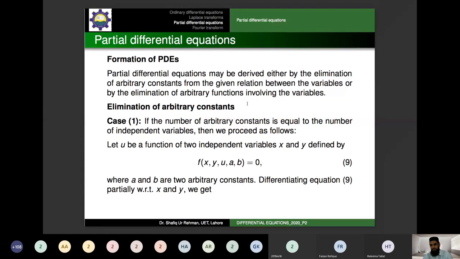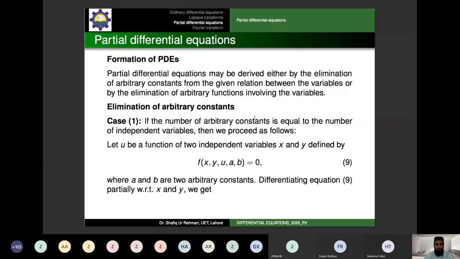Since the idea is slightly different, the way we talk about non-linear differential equations, either we will have to eliminate arbitrary constants or we will have to eliminate arbitrary functions involving variables. So quite a few cases are there. Number one, inside elimination, there are basically two things: elimination of arbitrary constants or elimination of arbitrary functions.